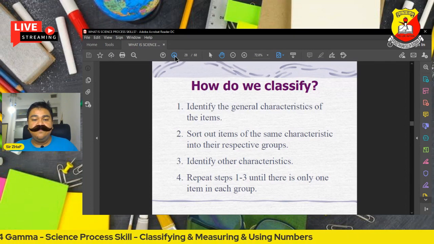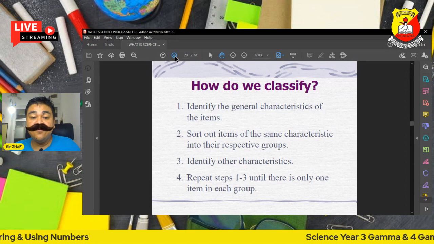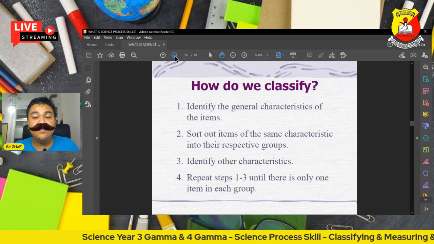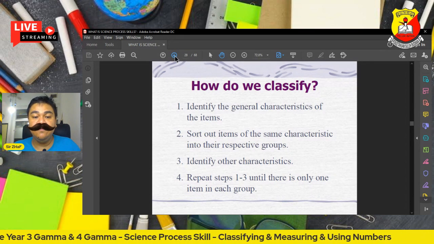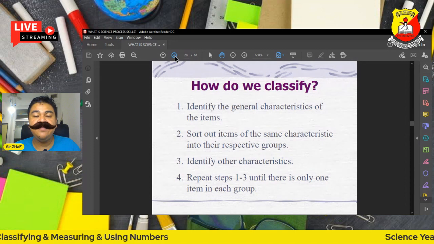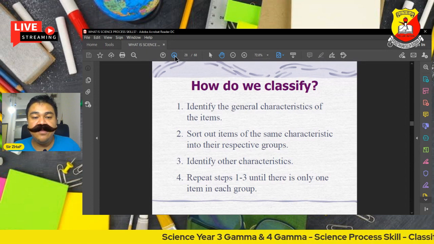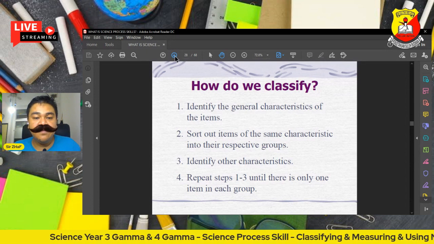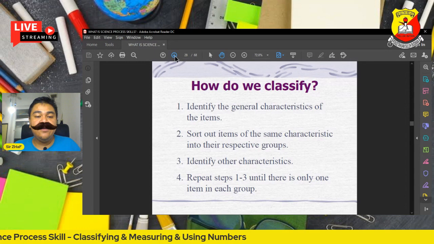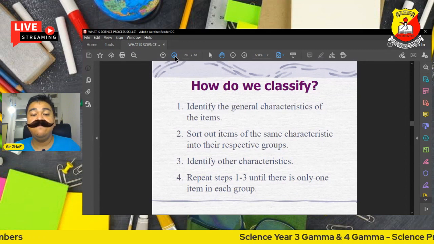Number 2, sort out items of the same characteristic into their respective groups. Sort out all the items with the same characteristic into their group. If you are classifying based on shape, triangles must be sorted into the triangle group, squares into the square group, circles into the circle group, and ovals into the oval group.